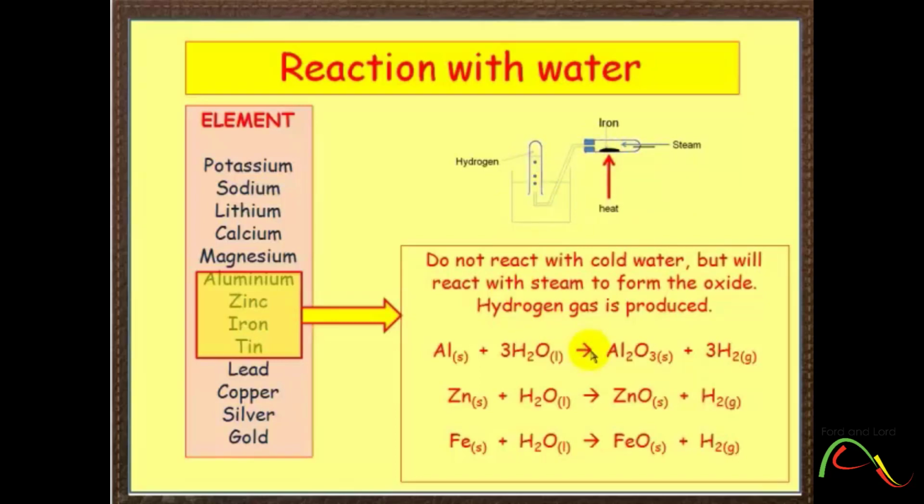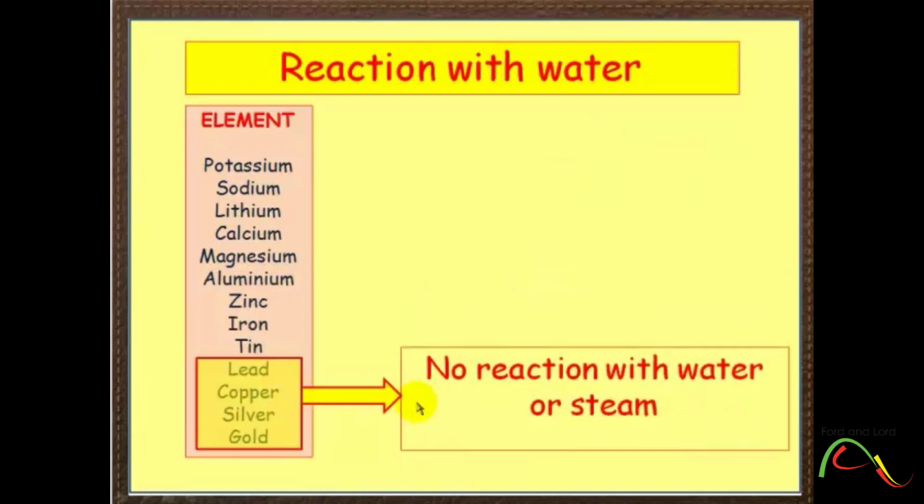But in this case you don't get a hydroxide, you get the oxide. So for these metals, aluminium plus water gives aluminium oxide plus hydrogen. Zinc plus water gives zinc oxide plus hydrogen. Iron plus water gives iron oxide plus hydrogen, and the same will happen with tin. So those react with steam as opposed to cold water. Now the ones down here show no reaction with water whatsoever.